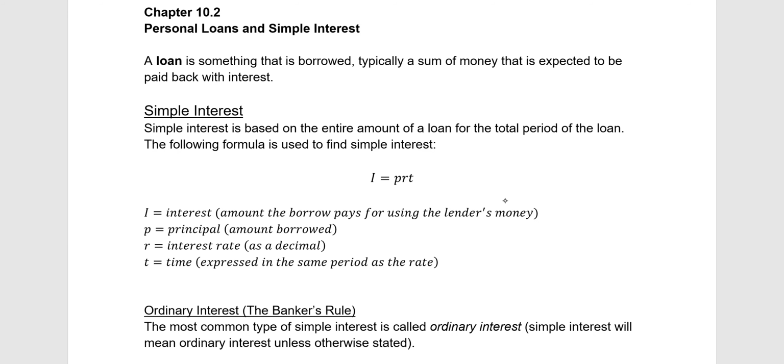This chapter, we're going to be going over personal loans and simple interest. So first, starting off with the definition of a loan. A loan is something that is borrowed. Usually it's going to be a sum of money, and it's expected to be paid back with interest. There's two types of interest we're going to be looking at. The first one is simple interest, and then in the next section, we're going to be doing compound interest.